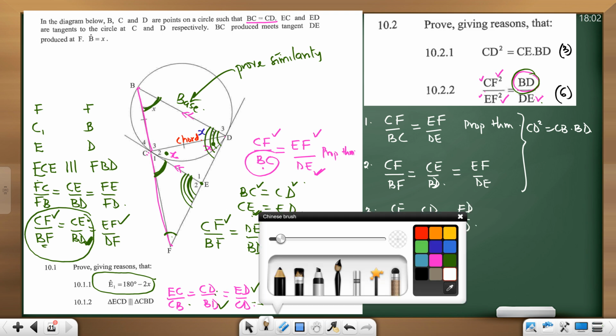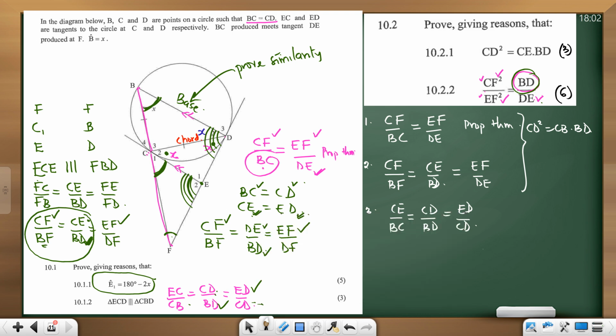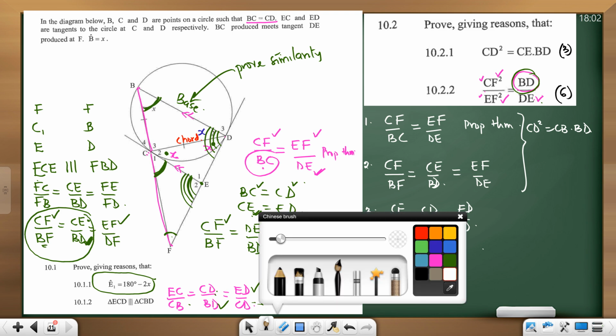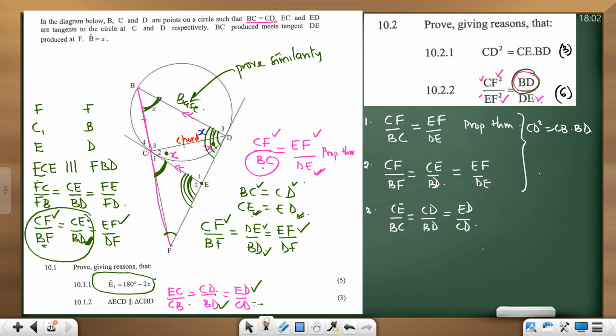Let's go back to our question and use all of this. Don't worry about the squared, we're going to figure out the squared. What lines are equal again? Let's write that out. So we focus only on the white. What lines are equal? CE is equal to ED, and BC is equal to what? CD. Lovely.